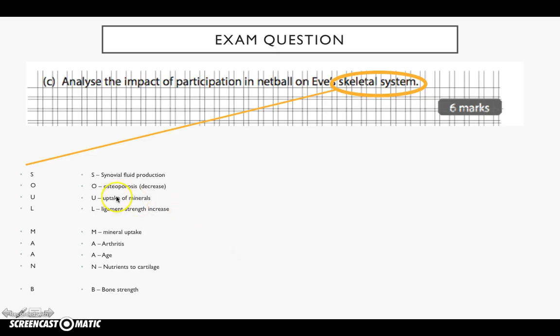Okay, so the S stands for synovial fluid production, O stands for osteoporosis, which decreases with exercise. Then uptake of minerals, ligament strength, increased mineral uptake, arthritis, age, nutrients to cartilage, bone strength. You pretty much have your answer in here. So if you needed to wait for this, can you please answer this 6 marker now, using this to help you analyse the impact of participation in netball on the skeletal system.